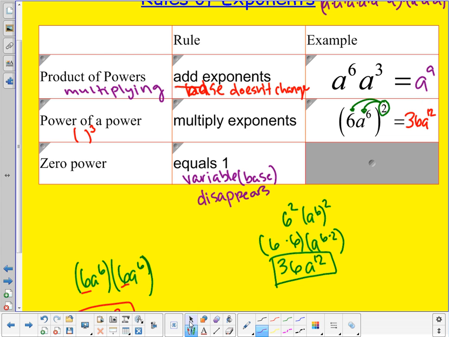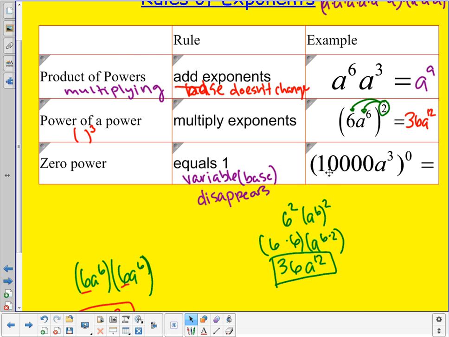So if I have 10,000 times a to the third, all raised to the 0 power, meaning the 0 power applies to the 10,000 and to the a to the third, this whole thing is just going to equal 1. All of this goes away. Anything raised to the 0 power is equal to 1. The base of a is gone. It's all just 1. So let's put some of those rules into practice.